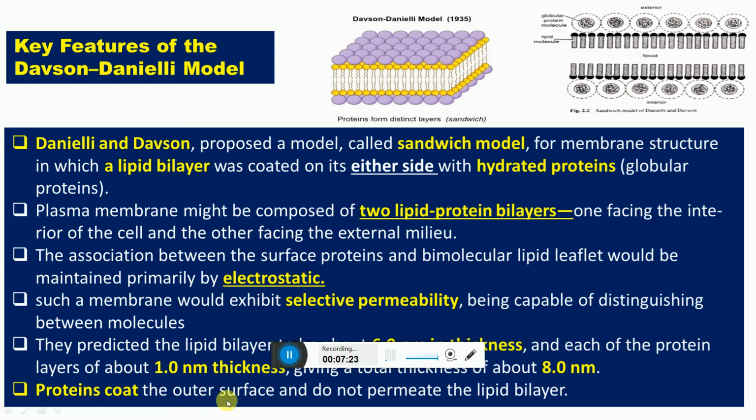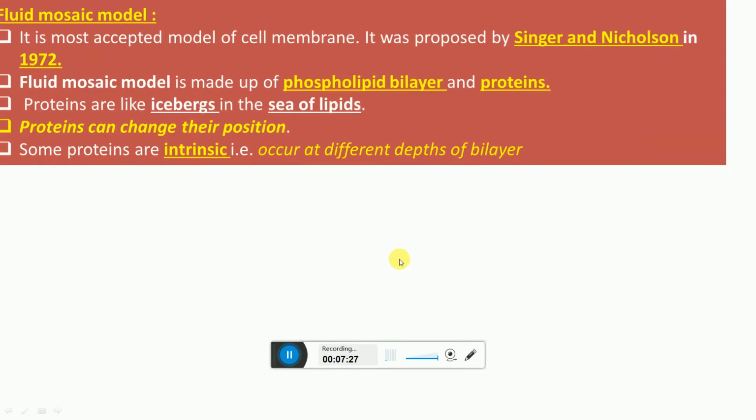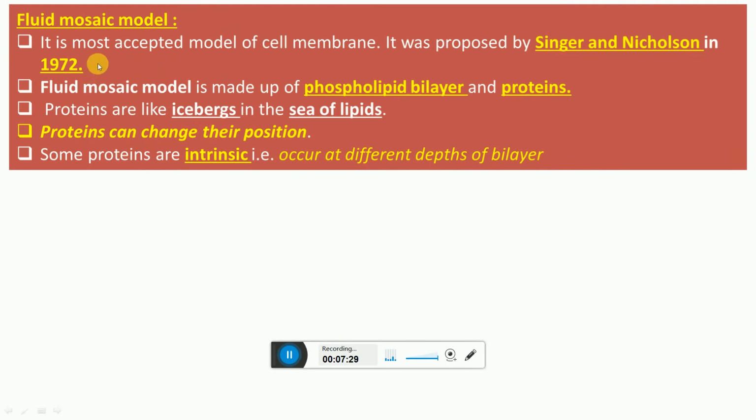Protein coating the outer surface does not permit the lipid bilayer structure. Then the fluid mosaic model, which is the most accepted model of the cell membrane, was proposed by Singer and Nicolson in 1972. The fluid mosaic model is made up of a phospholipid bilayer and proteins. Proteins are like icebergs in a sea of lipid. Proteins can change their position.